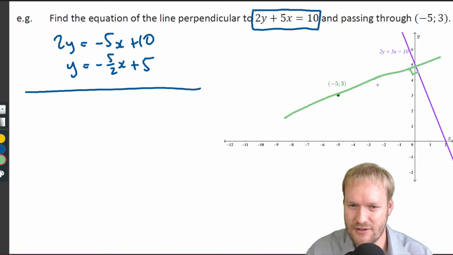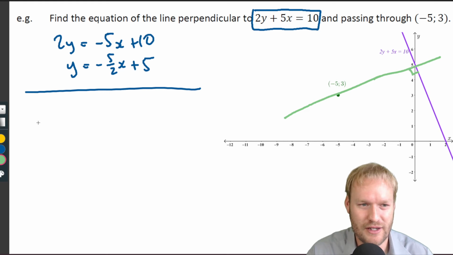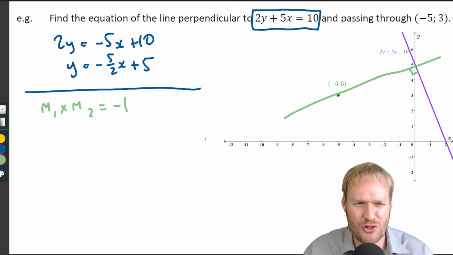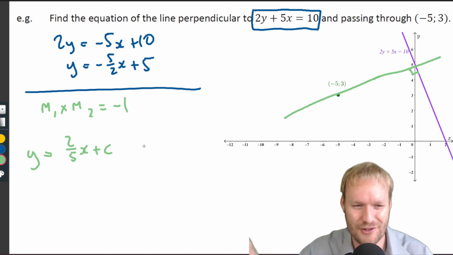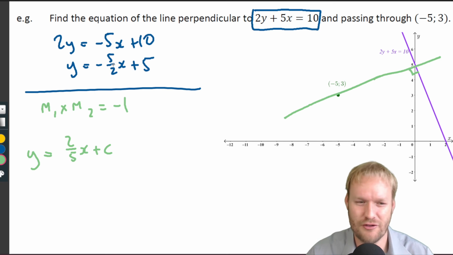Now, this second line that we're actually trying to find the equation of, we know that when we multiply the two gradients, we must get -1. But we also know a little shortcut, and that is this second gradient must just be the negative reciprocal. Remember, you just flip it around and change the sign. So we don't have to actually go through this algebra to find it. -5/2 becomes 2/5.